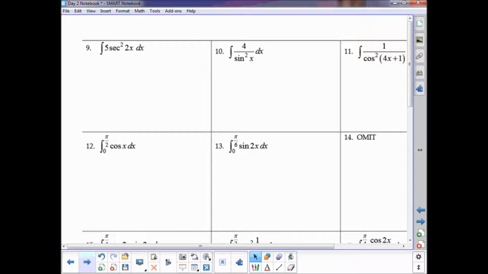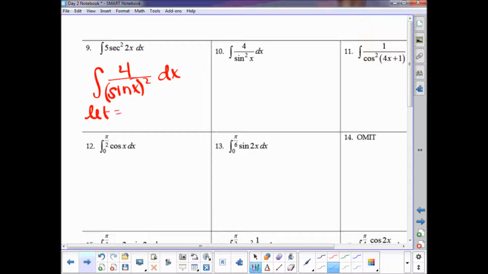We could try u substitution. Don't write this down, because u substitution doesn't work, but I'll show you why. So if I try to use substitution, let u equal sine x, what's my derivative then of sine x? Cosine x dx. Is there any way I can bring a cosine into that integral without messing with it?